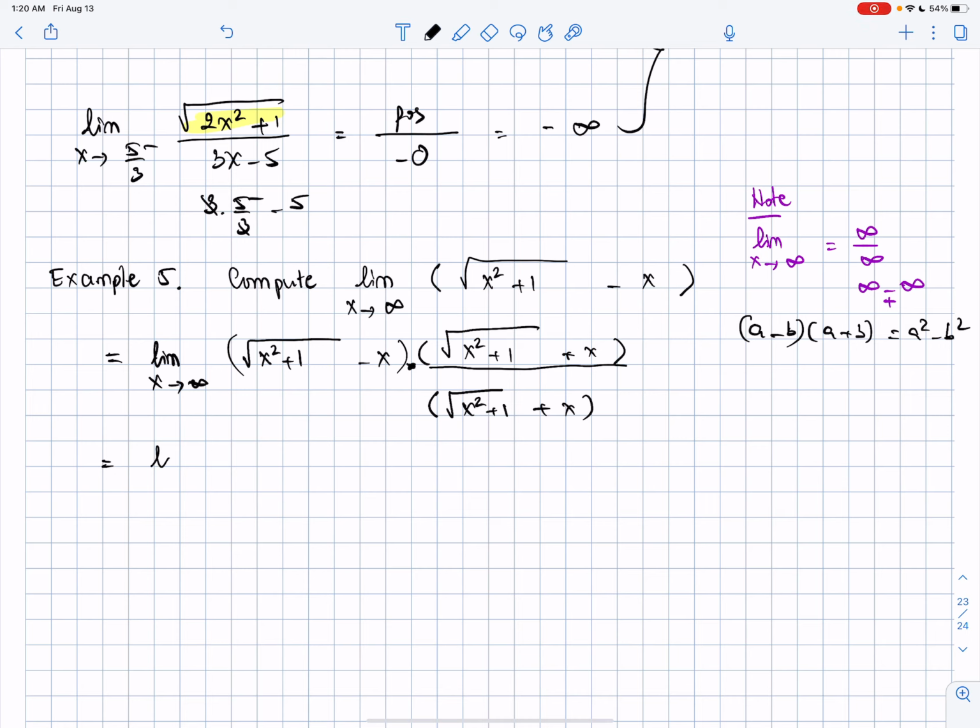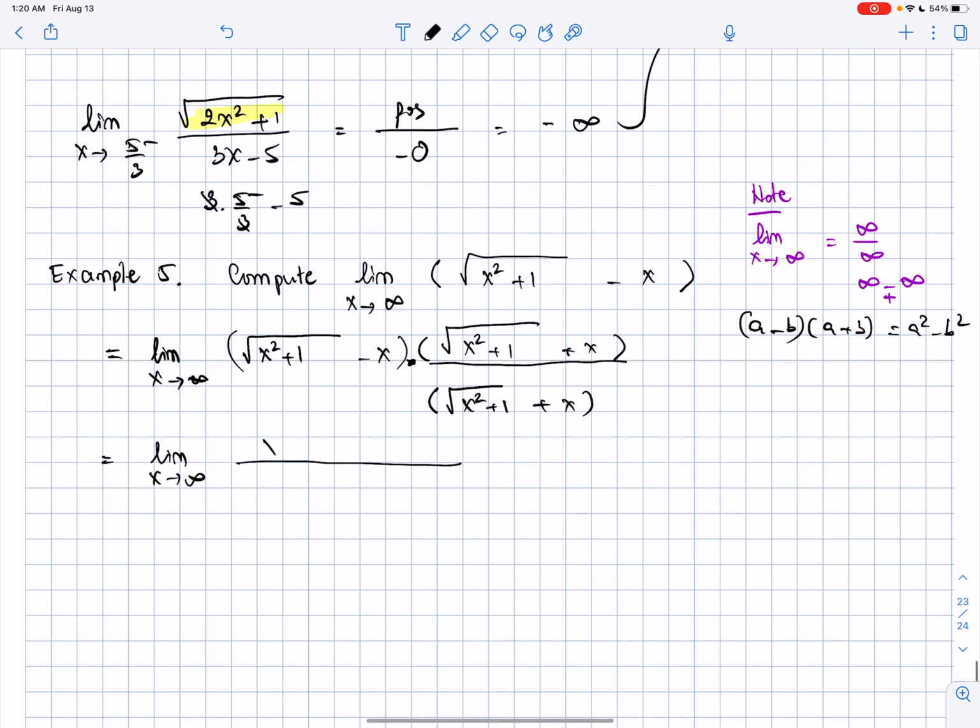So what do we have on the top? We use a squared minus b squared, so we get x squared plus 1 minus x squared. In the bottom we have the square root of x squared plus 1 plus x. So we can cancel out the x squared, and we get this. Now we can plug in infinity, and we see that on the top is 1, in the bottom is a really large number, and 1 divided by a really large number gives the answer 0.